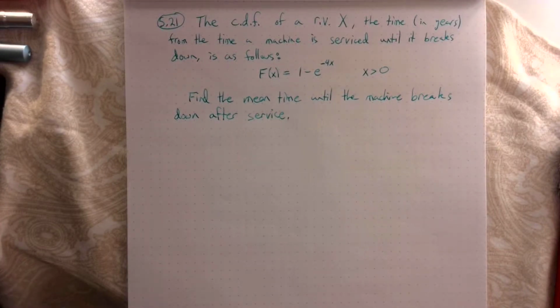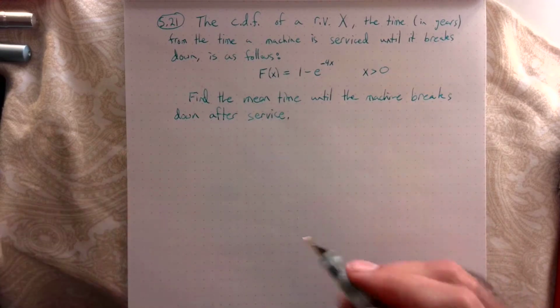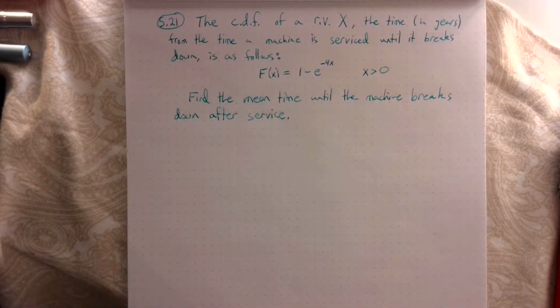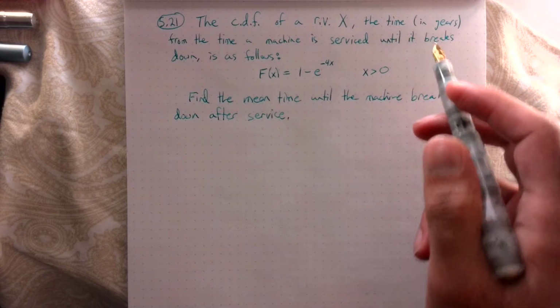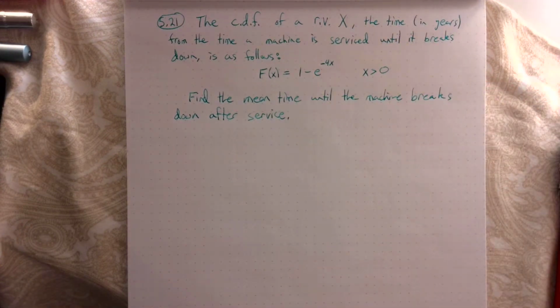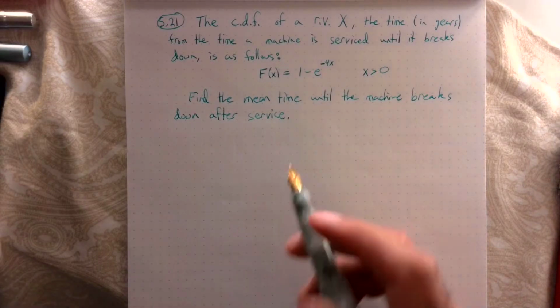Okay, so this is number 5.21 on the review. So this reads the CDF. Again, I shortened it a little bit, but the cumulative density function of a random variable x, which represents the time in years from the time a machine is serviced until it breaks down, is as follows.